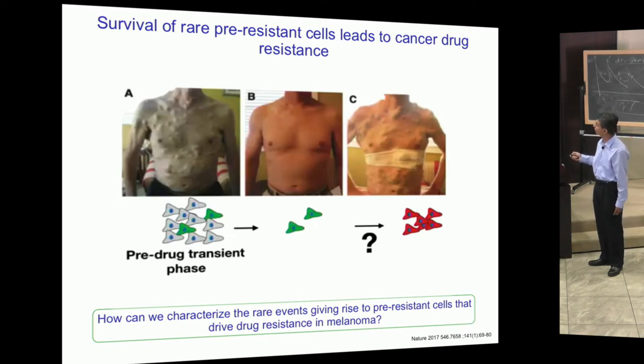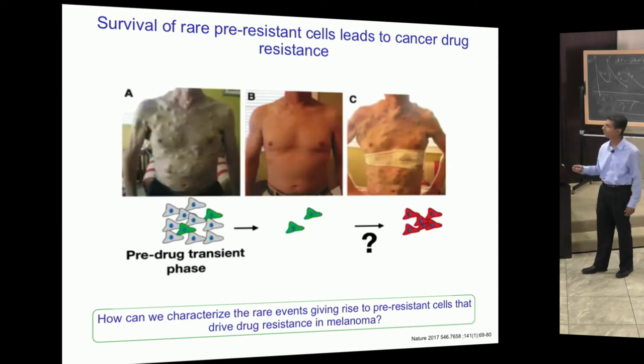So what Arjun Raj's group did was they looked at this process now at the level of gene expression, both for the population as well as for the single cell level. And so what they found was that if you looked at the bulk, the gene expression profile for the resistant population is very different from the gene expression profile of the pre-drug population.